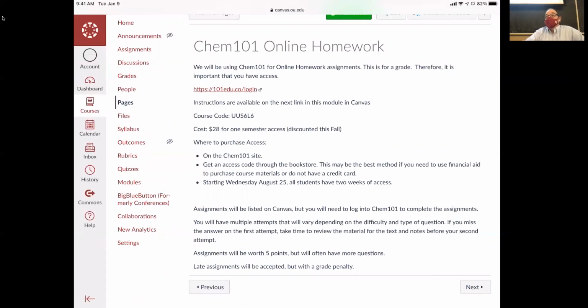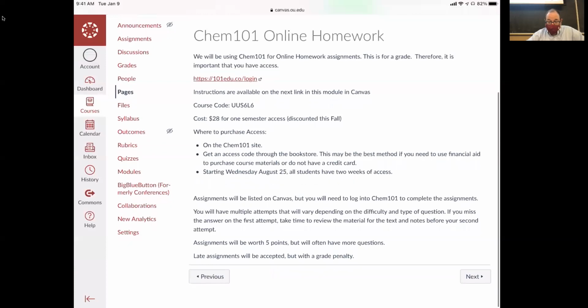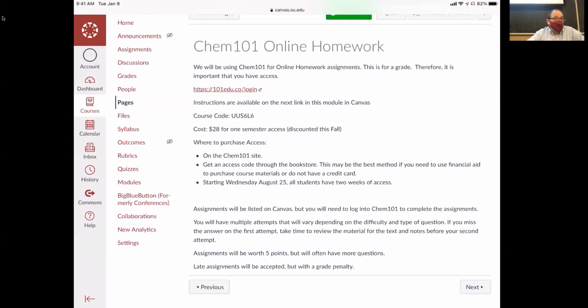There may be a surcharge through the bookstore. There usually is a surcharge. It's $28 from the website. And there is a 2 week free period. So if you don't know if you want to stay in this class yet, use the free one. Don't pay for it until you're sure you want to stay in this section versus switching to another section. But you do have some time to decide on that.